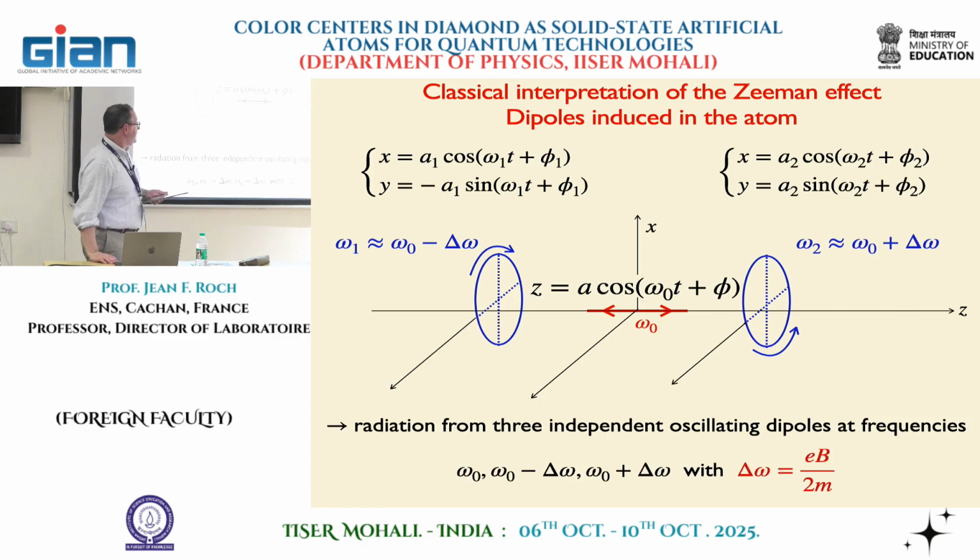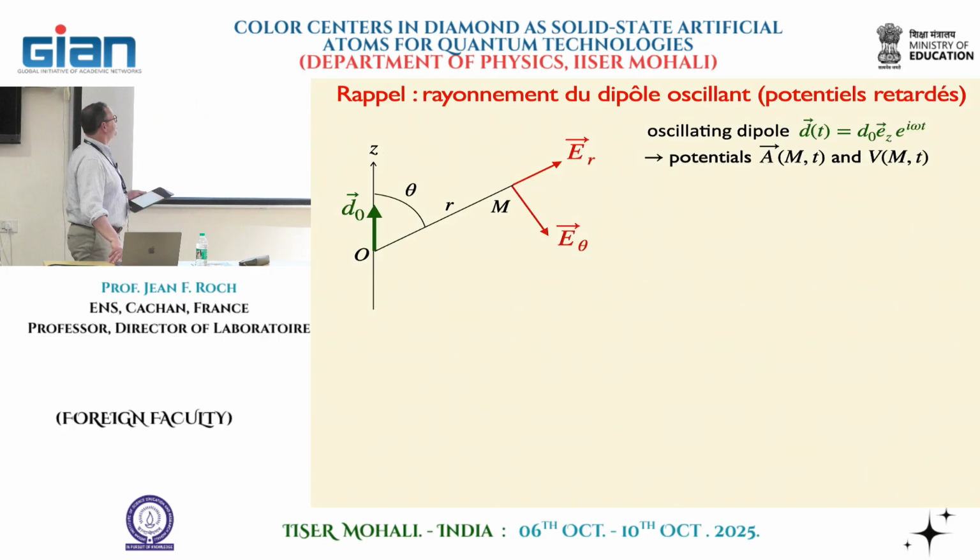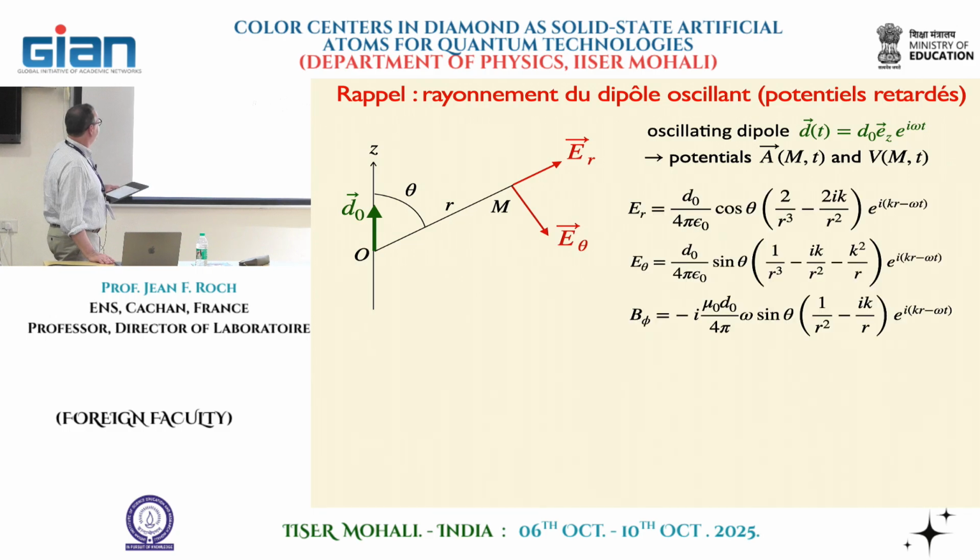And now we simply need to take into account the radiation from these 3 independent oscillating dipoles at those 3 frequencies. And for that, we come back now to how an oscillating dipole will radiate. That's a standard formula from electromagnetism. We take the oscillating dipole, we have the potentials, and from the potentials, we can calculate the electric field that is produced by this oscillating dipole.